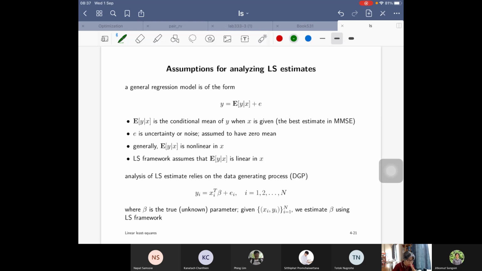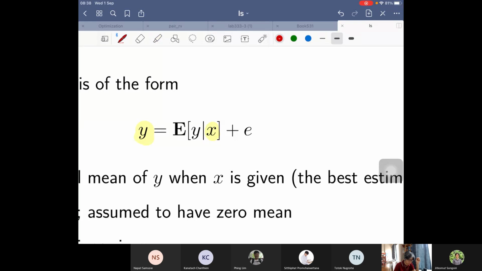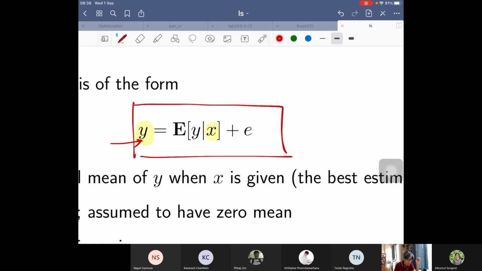First of all, I would like to mention that a linear least square, a linear regression, is actually a special case of a general regression model. A problem in a regression is you want to explain the output variable y using some information about x, or the input variables, the predictors. In a general form, we assume that your y can be described by a conditional mean of y given x plus some noise.